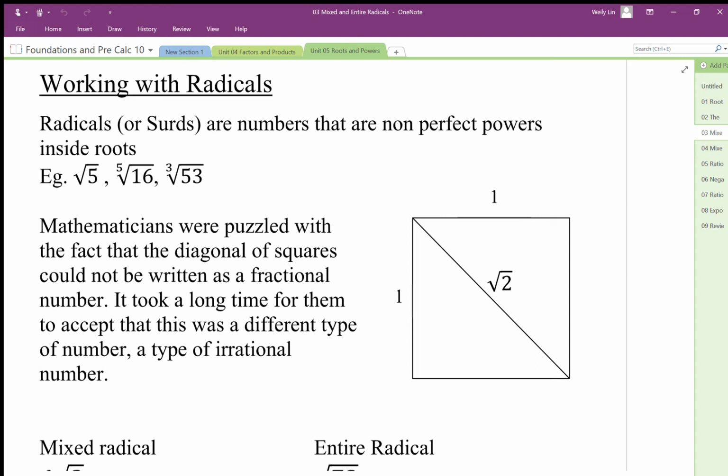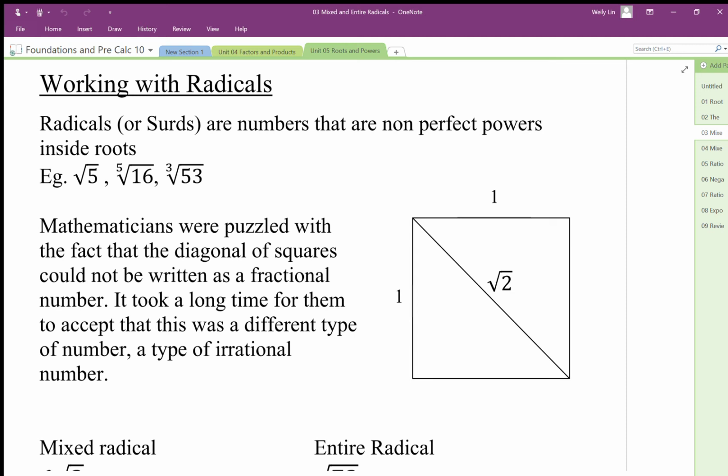They weren't really sure what to make of these numbers, because when they worked out the diagonal of this square, the diagonal length was some number that we now know as root 2, but they didn't know how to write that number. They couldn't quite figure out how long it was. They couldn't write it as a fraction. It took a long time for them to accept that this number was not a fraction. In fact, it's a different type of number, an irrational number.